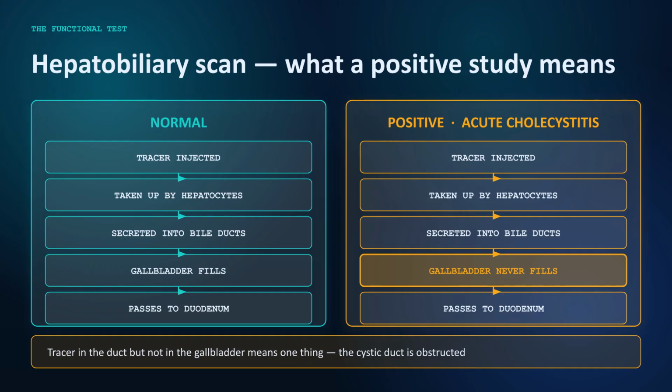Tracer enters the bile duct and reaches the duodenum, but the gallbladder never fills. There is only one explanation. The cystic duct is blocked. Notice what the scan is actually asking, not whether the gallbladder is inflamed, but one mechanical question: is the cystic duct open? That is why it is so sensitive, and also why it can mislead.